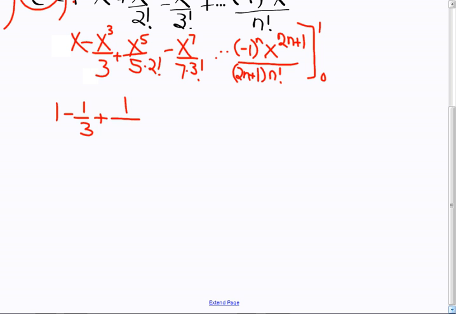And this is 1 over 5 times 2, which is 10. They might ask you for a certain number of terms. Do not give more terms than they ask. Never give more than they ask. Okay, so this is 1.